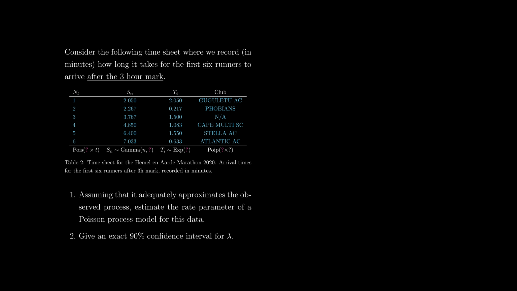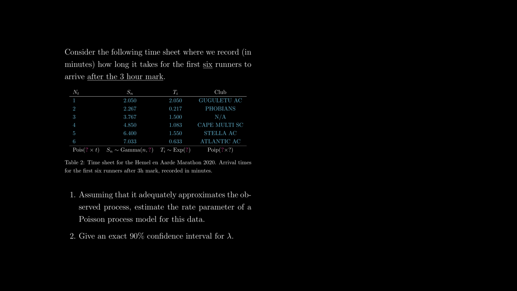Okay? And then specifically what I've done is I've populated your little data table here, in terms of minutes. So you'll see that the first arrival after the 3-hour mark took 2.050 minutes. Okay, so that's a scalar value. That doesn't mean 2 minutes and 5 seconds. It's 2.050 minutes, etc. So we write down the times after that point for the first 6 runners. We calculate the inter-arrival times, and now we are presented with a bunch of questions.